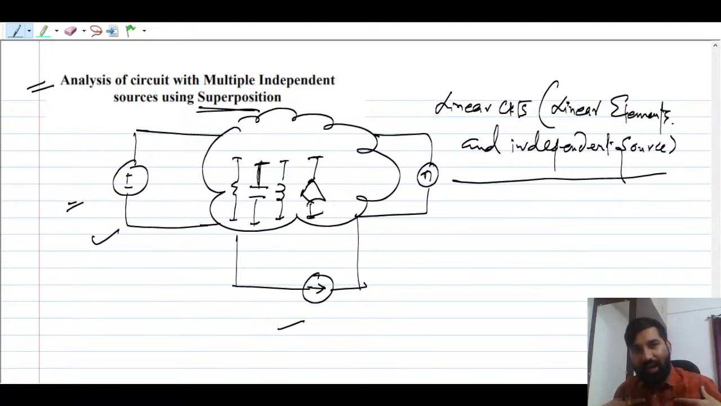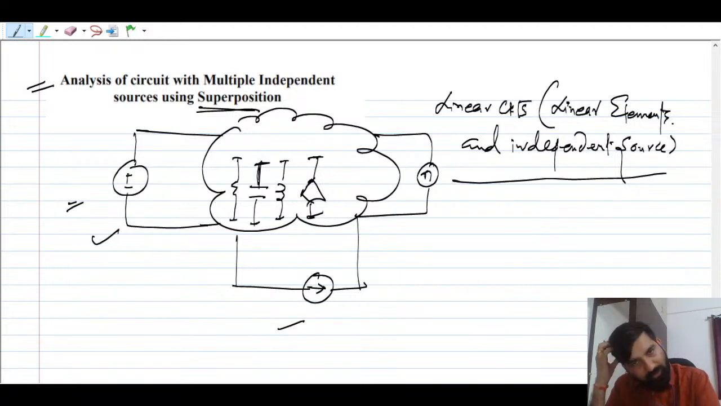In fact, I always use superposition. I always encourage people to go for Thevenin theorem, use Thevenin, use Norton, use superposition, use voltage division, current division. All these concepts you have to use to become a smart guy. So if you're solving any question, you can always do that.